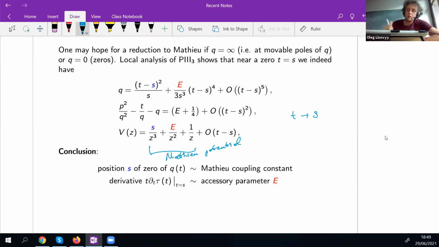And so the dictionary between Painlevé 3 and Mathieu is as follows. The position of a zero or a pole of this function corresponds to the Mathieu coupling constant, so to the coefficient in front of the cosine potential. And the accessory parameter, the function that we are really interested in, is the logarithmic derivative of the tau function of Painlevé 3.